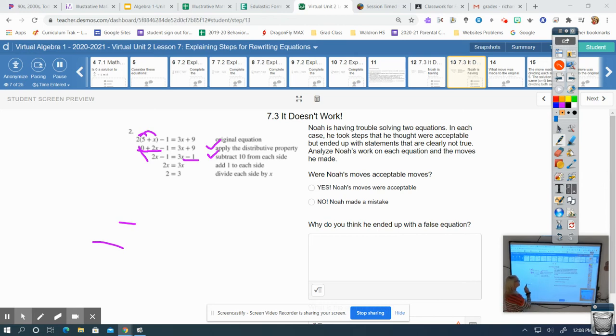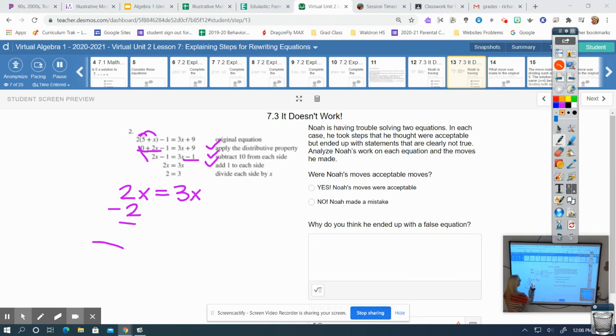Then he added 1 to each side. All right, so let's combine our like terms, add 1 to both sides. That's correct. Then he divided by x. When we're here and we have 2x equals 3x, we don't want to divide because we don't have x by itself yet. So you want to move your like terms over to be next to each other.